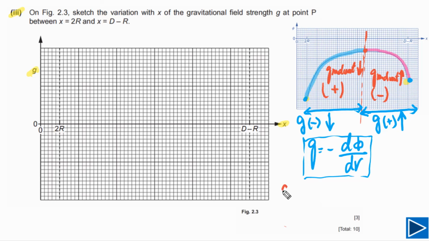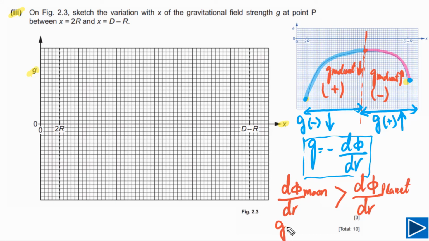We have already discussed that potential gradient at surface of moon is greater than potential gradient at surface of planet. So simply we can say potential gradient at surface of the moon is greater than potential gradient at surface of planet. As potential gradient is greater, it also means that magnitude of g at the surface of the moon is greater than magnitude of g at surface of planet. Now we have to use this knowledge to sketch the graph.